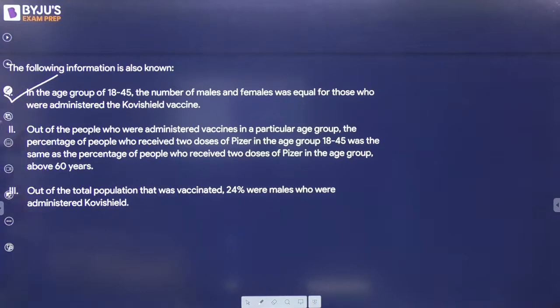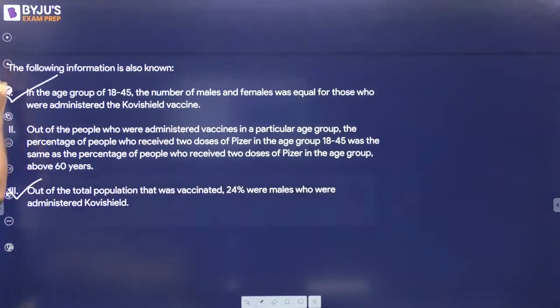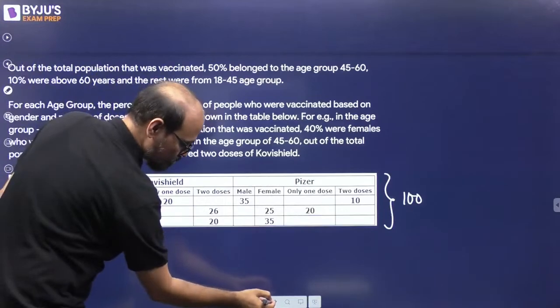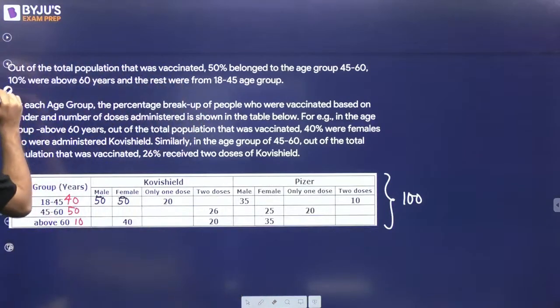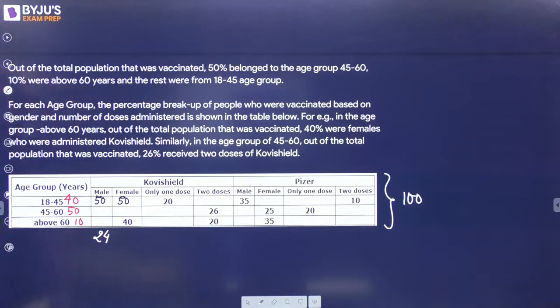Second, सेकेंड की जगह लास्ट पे आते हैं. Out of the total population that was vaccinated, that is the 100 people that we chose, 24% were males who were administered Covishield. 24% were males who were administered Covishield. So ये जो हमारे पास टोटल निकल कर आएगा, 24 people were male over here.